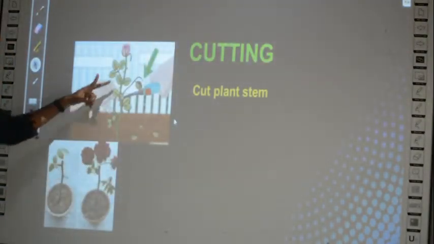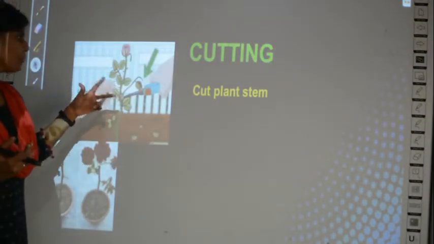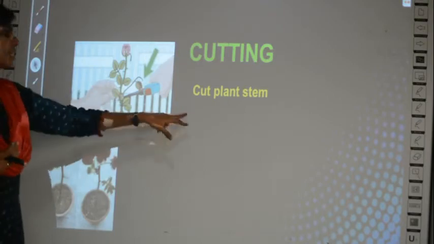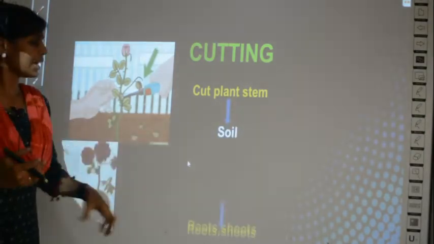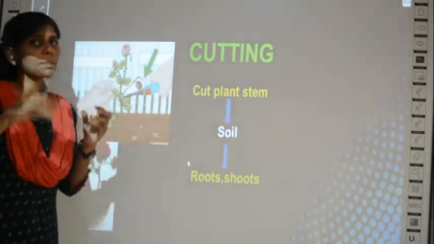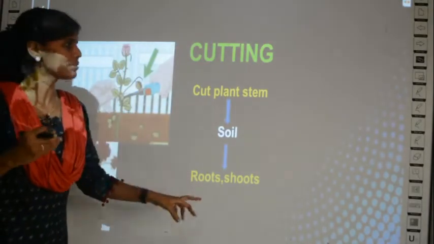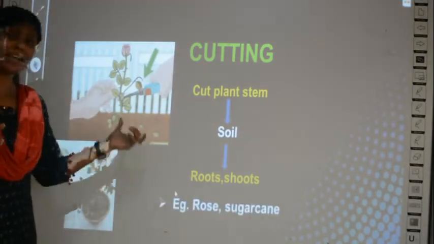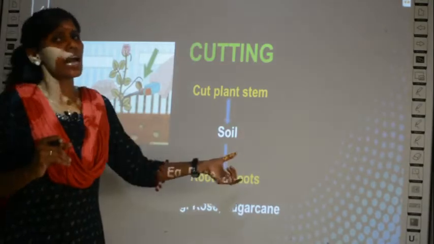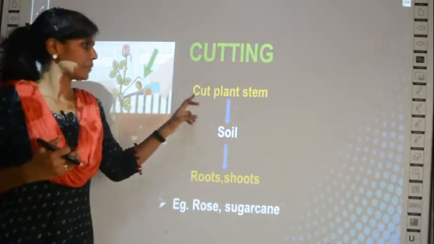What is cutting? Simply this with rose plant, all we do at home. We cut the stem, put it into the soil. After some days, roots will develop as well as shoots, that is the new leaves will develop. This is cutting method. Examples: in rose and in sugarcane, you can see this method.